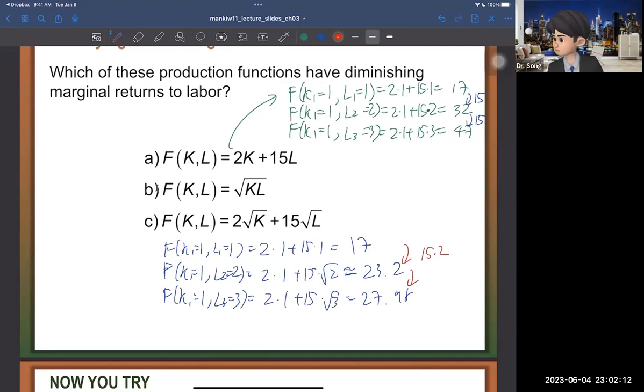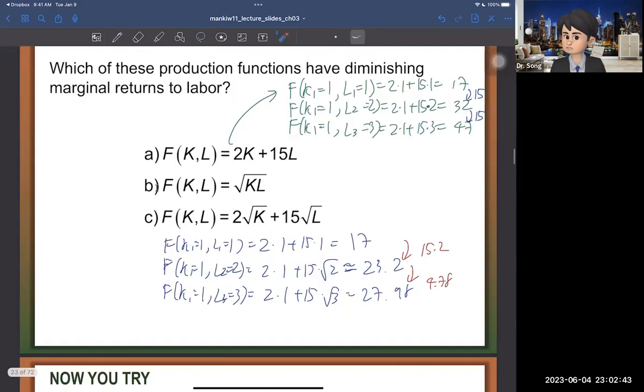Okay, so here the difference is 15, but then this difference is, what is it? Let me see, 27.98 minus 23.2, I got 4.78. So then obviously you can see that this MPL is decreasing, right? So that's why the third one has a diminishing marginal returns to labor. Okay?